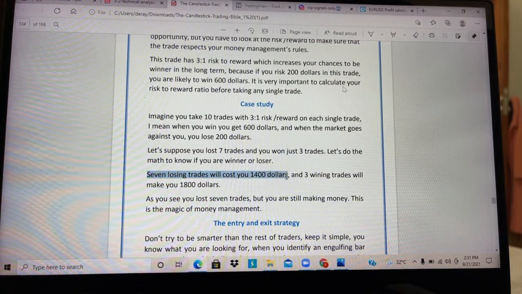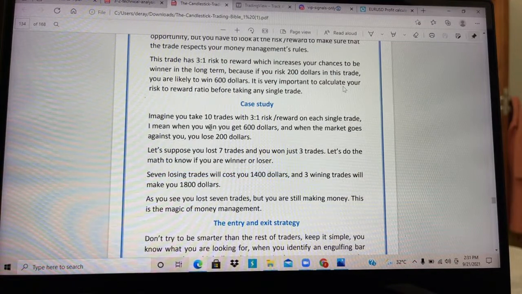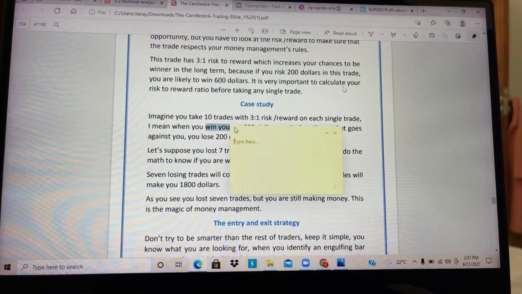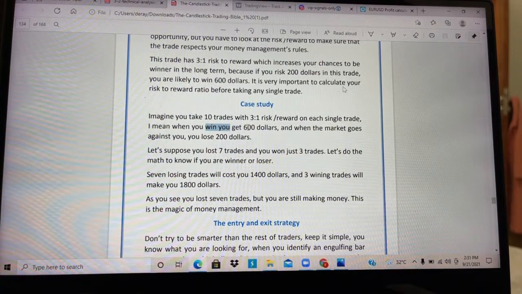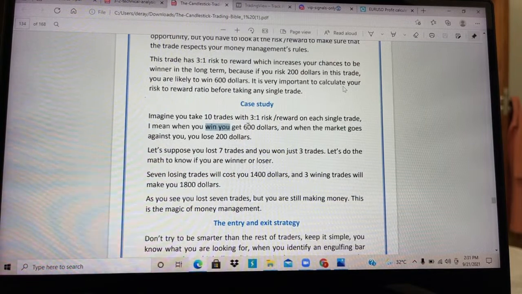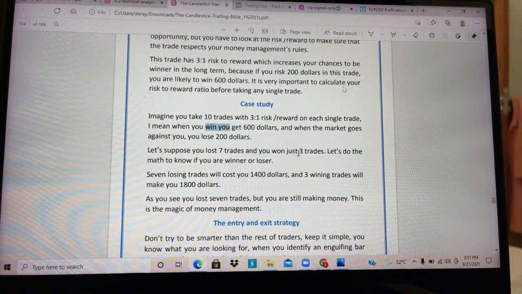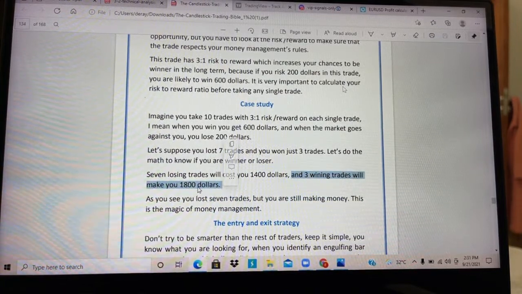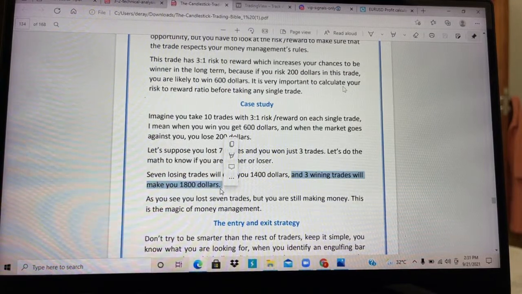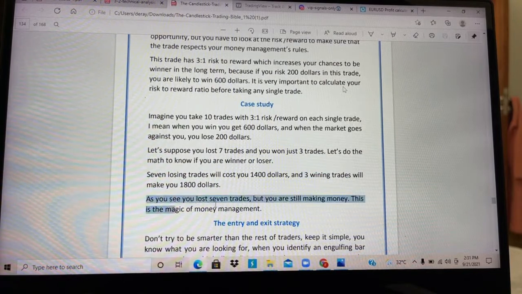But every time you win, because your profit is 3 times what your stop loss would have been, every time you win, it's 3 times what you're risking. So even though the wins were smaller, we got $1,800, which gives you $400 as your profit.